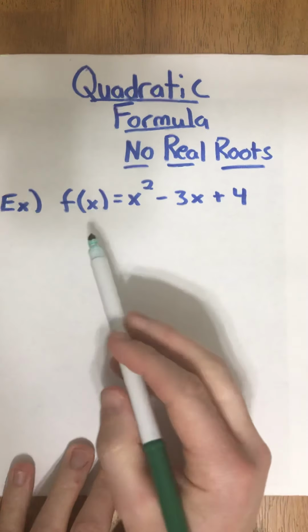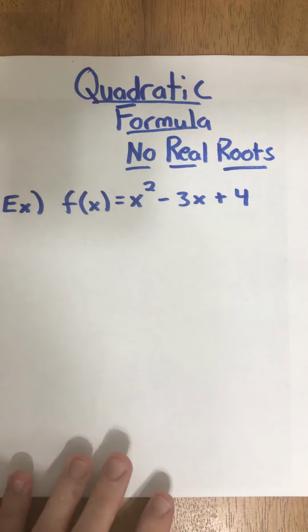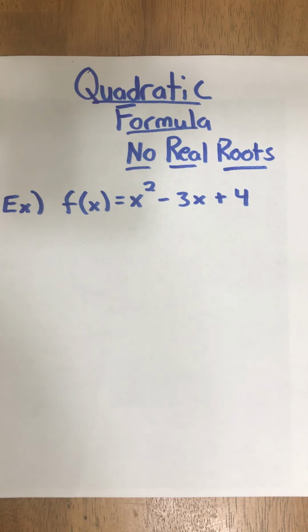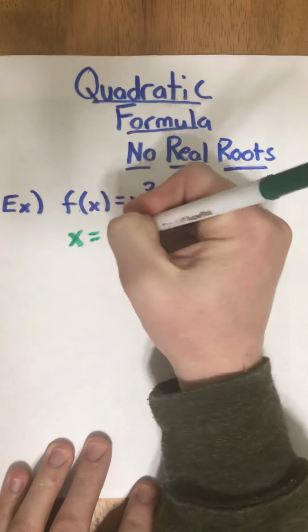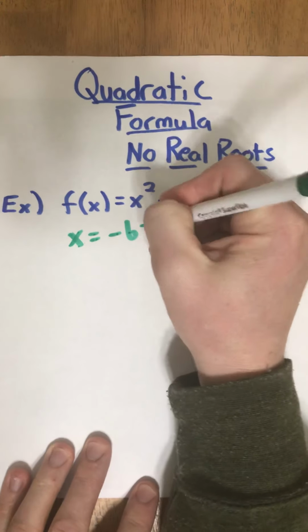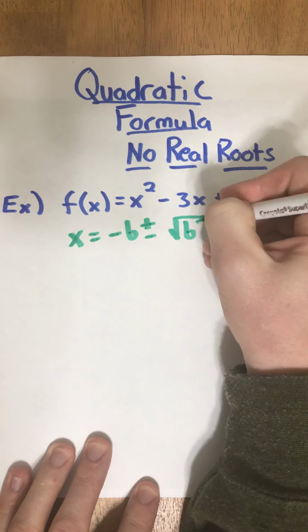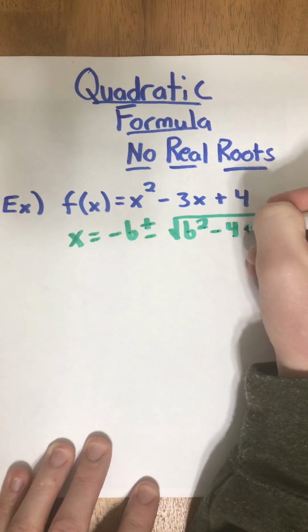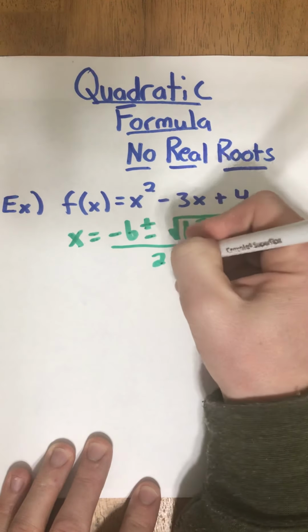First example here is f of x equals x squared minus 3x plus 4. So if we're looking for the roots or the zeros here, we're going to start by writing our quadratic formula, just like we did last week. So I'm going to write x equals negative b plus or minus the square root of b squared minus 4ac divided by 2a.